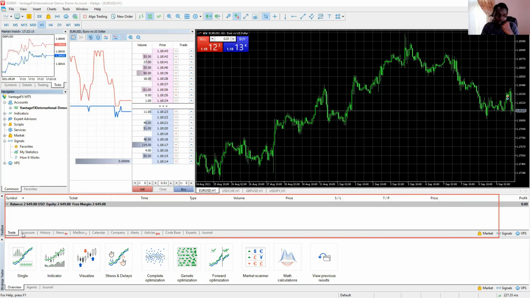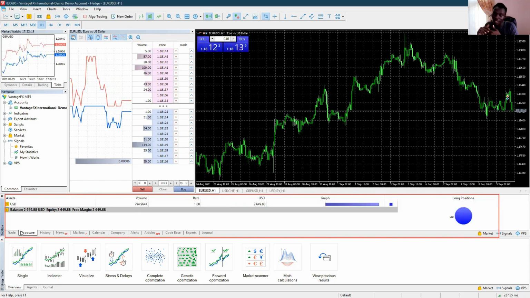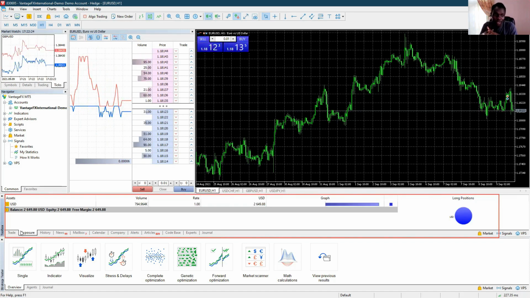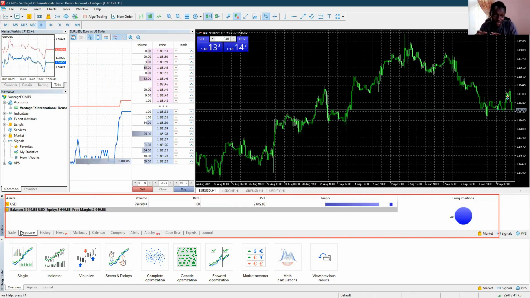Next thing here you have exposure. Here you just see how much risk you're taking and on what pairs exactly you're taking those risks. This gives you an overview of how you're trading and what pairs exactly you're trading. It shows you what pairs give you your profits or your losses, so it can help you manage your trades.